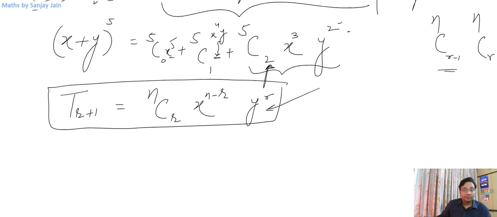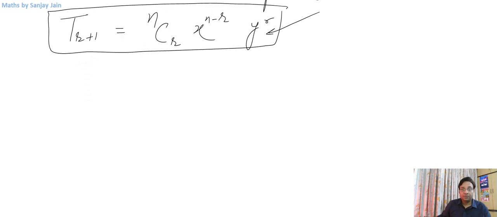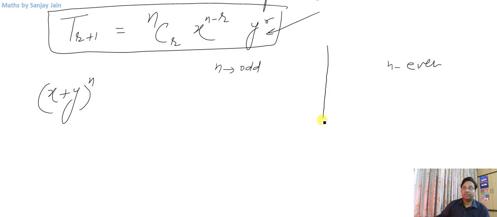Now let us think about what the middle term will be. So if I have got x plus y raised to power n, now I don't know if n is odd or even. There can be two cases: when n is odd and when n is even.